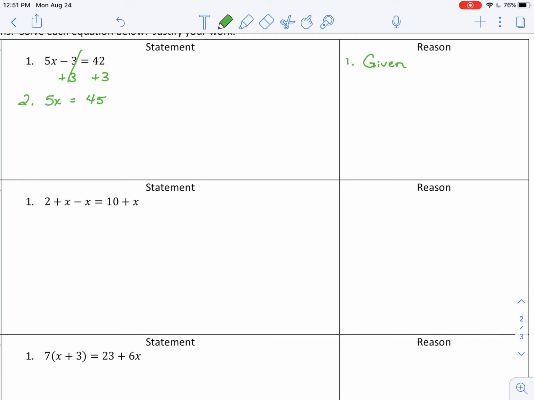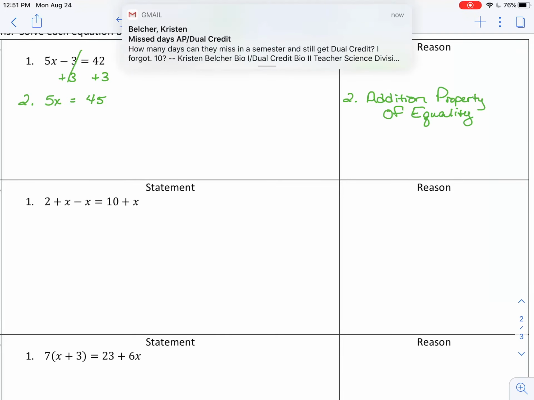Now before I finish solving this equation, I'm going to write down what I just did. If you add to both sides of an equal sign, you are using the addition property of equality. So that's what I'm going to put. So addition property, and I'm putting of equality because I added to both sides of my equal sign.